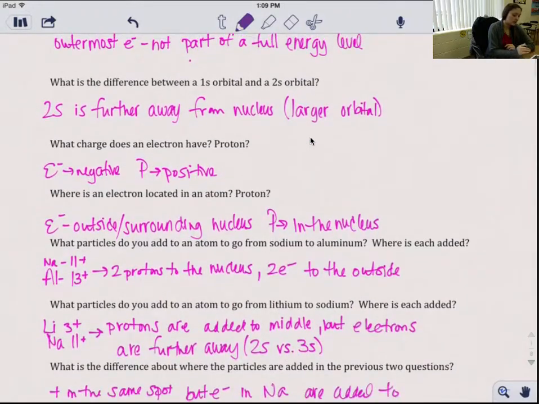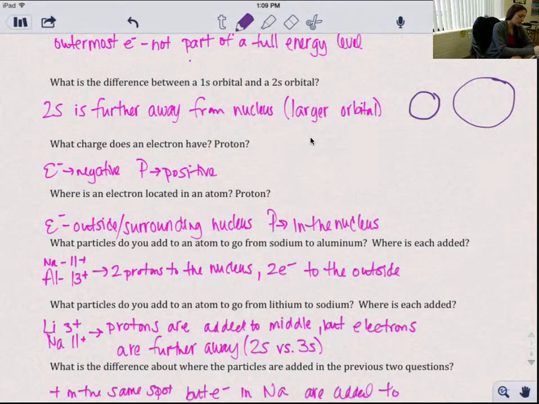If you're looking at the difference between a 1s orbital and a 2s, this is from last chapter. All this stuff is from things you should know before. A 1s and a 2s, the 2s is just farther away from the nucleus. It's a larger orbital. Remember we said that 1s would be a small sphere, that 2s would be a bigger sphere, a 3s would be an even bigger sphere. So the difference between a 1s and a 2s orbital is just size and the further away you get from the nucleus.